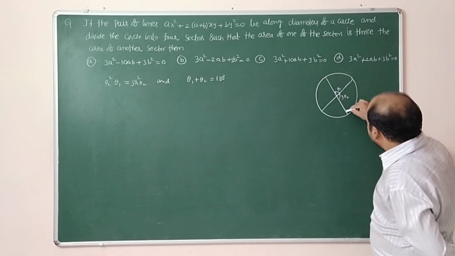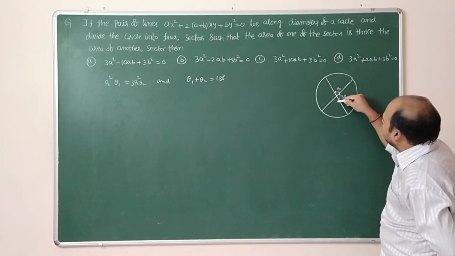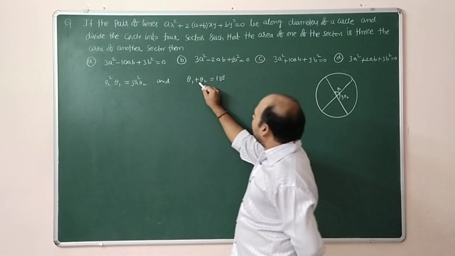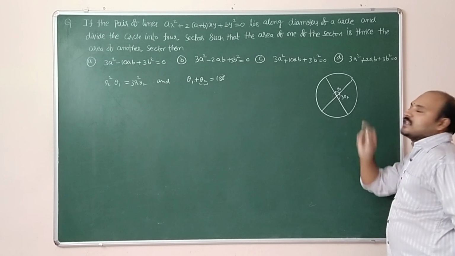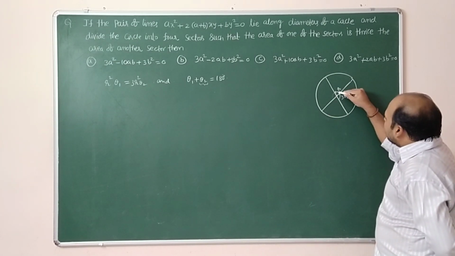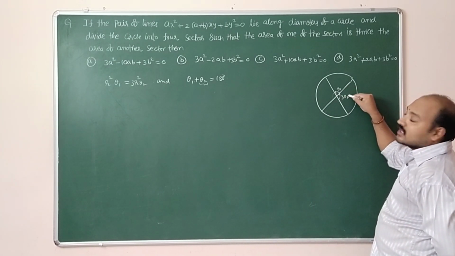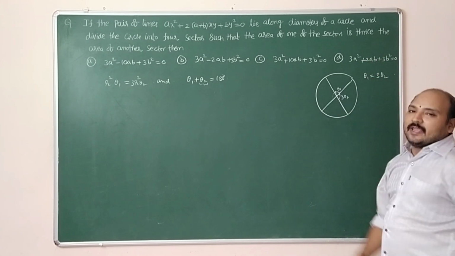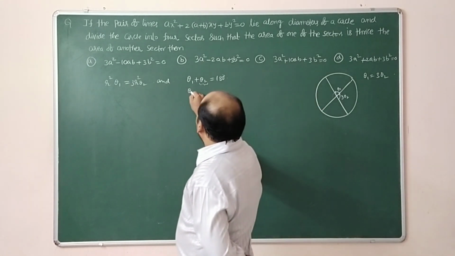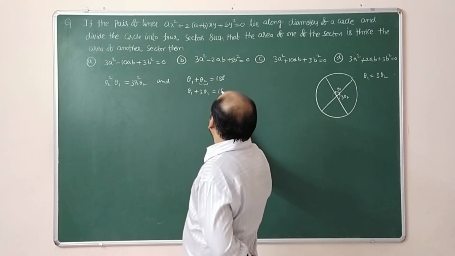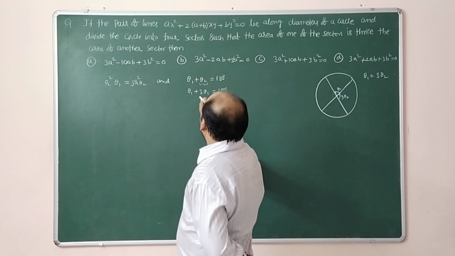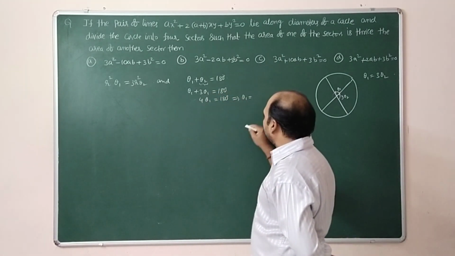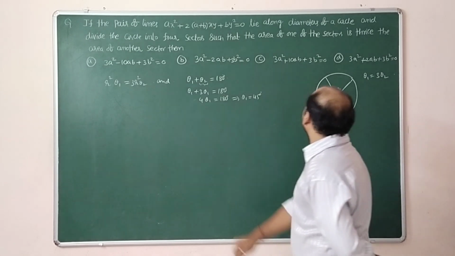From this figure, suppose we consider these two also as theta 1 and theta 2. Here the angle is theta 1, here the angle is theta 2. But in place of theta 2, you can take 3 times theta 1. Why? Because this angle is 3 times theta 1, 3 theta 1. The angle is the same. So theta 1 plus 3 theta 1 is equal to 180. So total 4 theta 1 is equal to 180. That implies theta 1 is equal to 45 degrees.